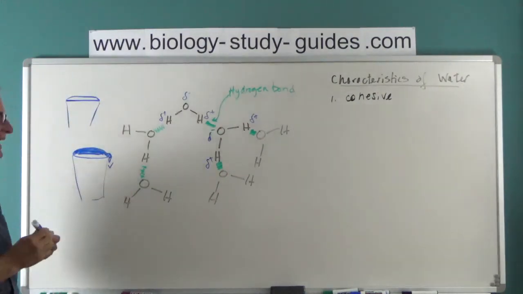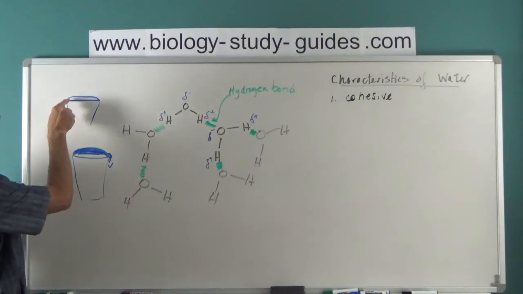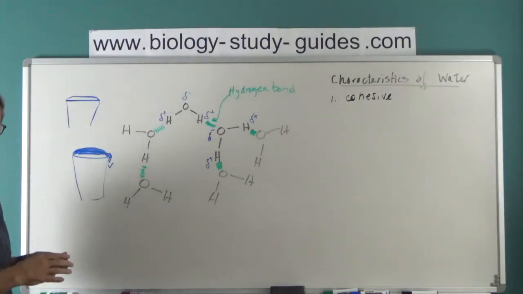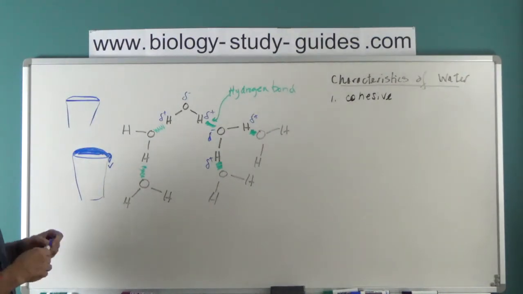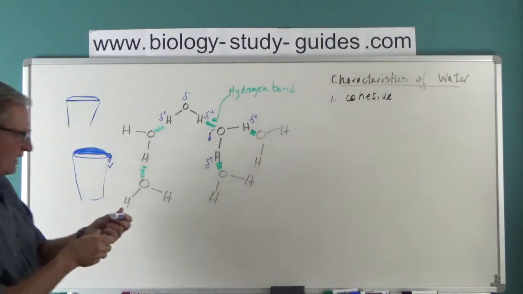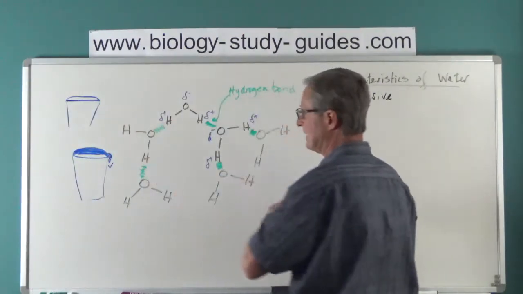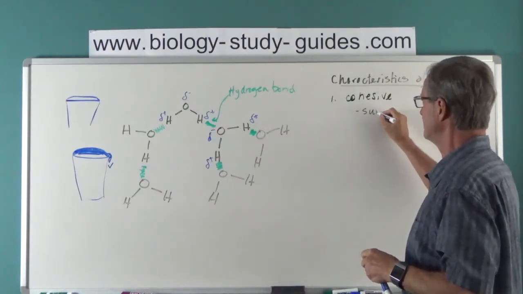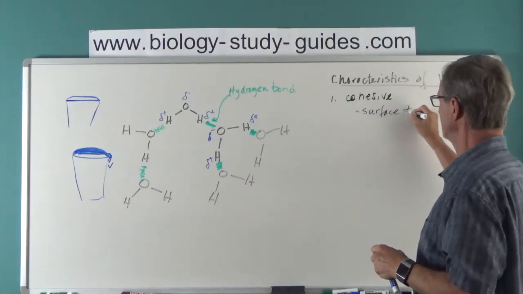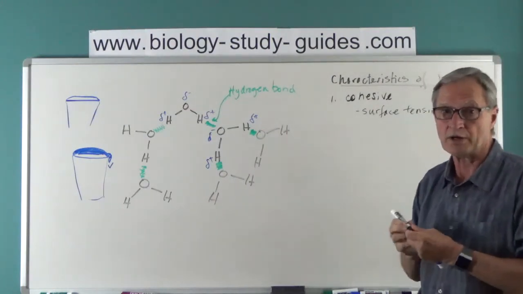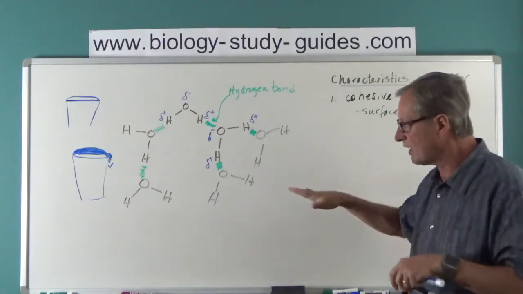And the reason it does that is because these ones are being held onto those ones. The water molecules are cohesive. They're being held together like that. So that's one of the features of water. It's cohesive. And the advantage of that, in addition to surface tension, that's surface tension like this. It provides surface tension. That's important for little water striders, the little bugs that crawl along the top of the water.